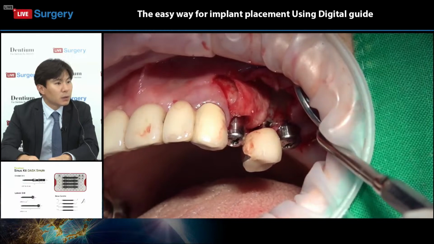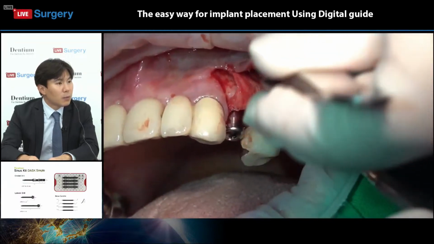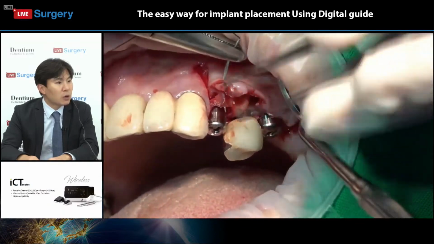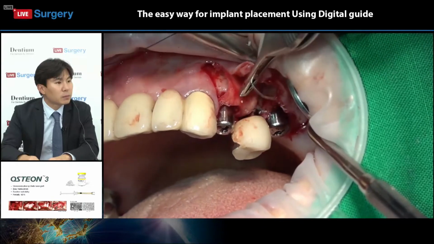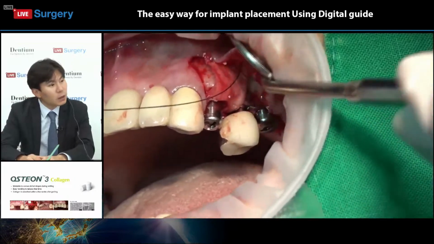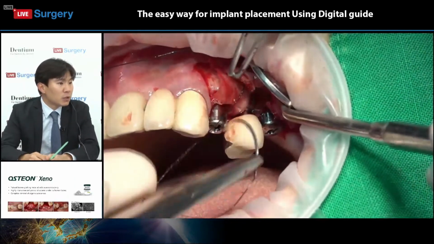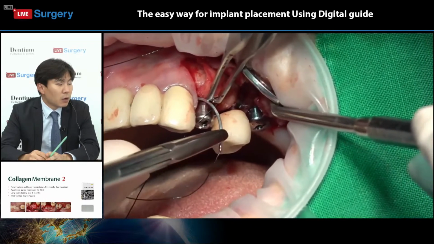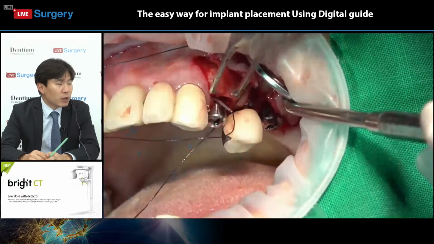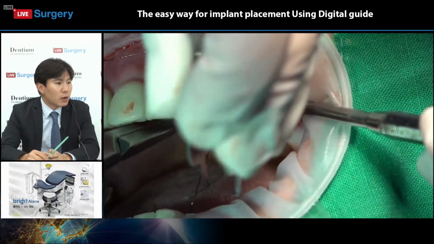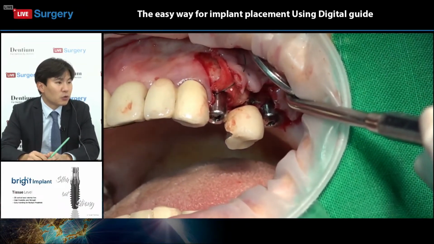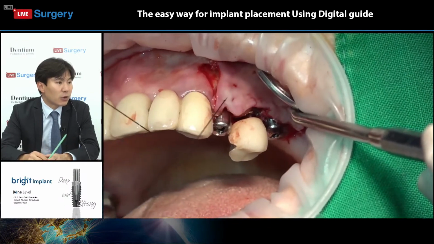And he's starting to make sutures from the medial area of the flap. And from the surgery room, there is a message. After finishing suture, Dr. Park wants to take an X-ray. So we will have a little break after finishing suture on this surgical area.